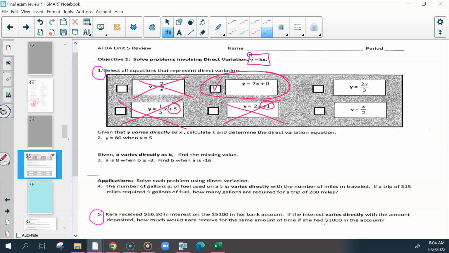2x over 3 is the same thing as y equals 2 over 3x, so that would be in that format, that would be 1. And then same thing with this bottom one, x over 2 is the same thing as y equals 1 over 2x, so that would also be 1. Do we have any questions on that before we get the next one?